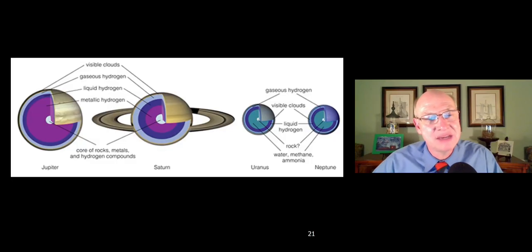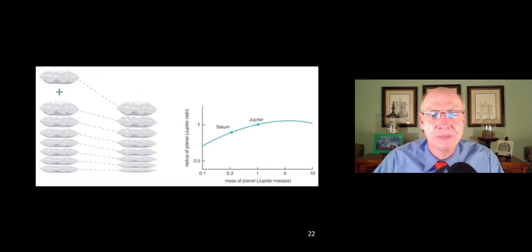Now, an interesting fact about Jupiter and Saturn is that Jupiter is more than 3 times more massive than Saturn, and yet the two planets are the same size. And you might wonder why it is that Jupiter has 3 times the mass of Saturn, but is only slightly bigger. And the answer to that is compression.